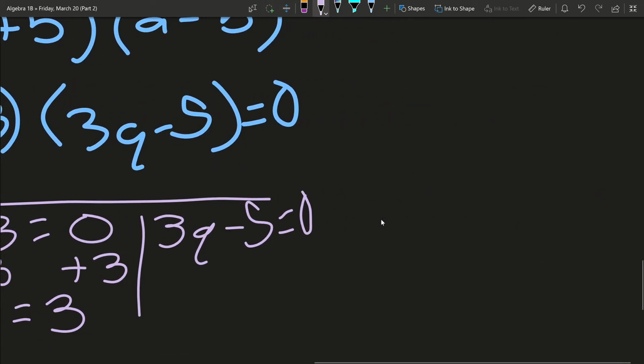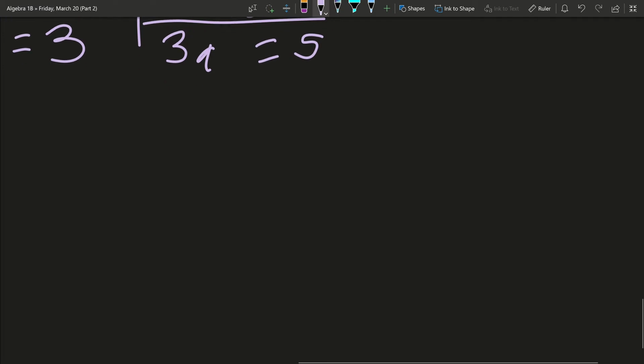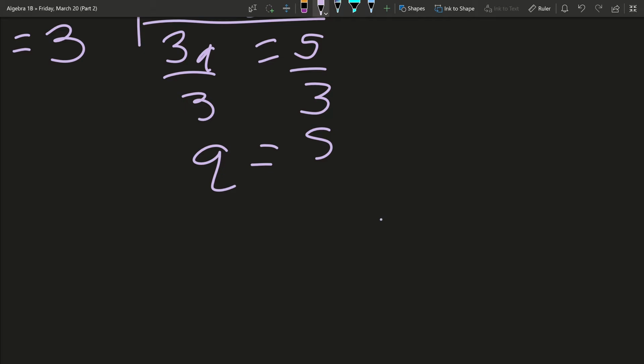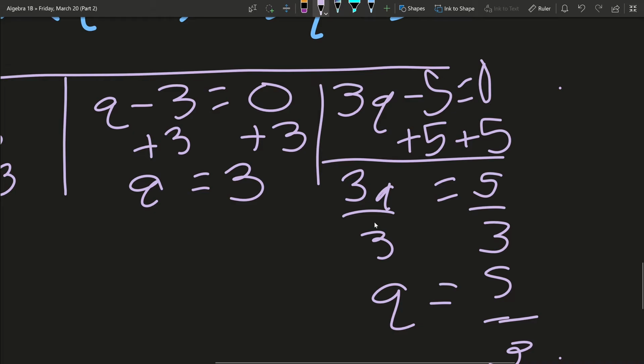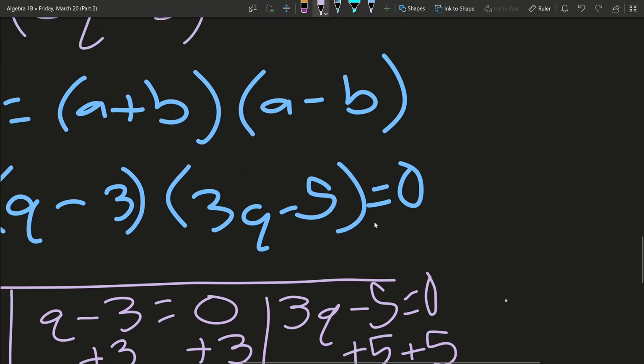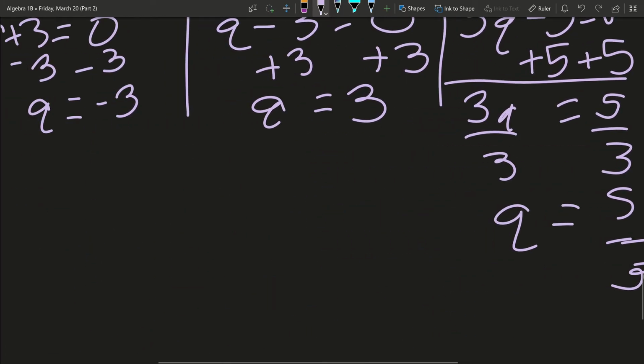And the last one, 3q minus 5, add 5 to both sides, leaving us with 3q is equal to 5. Divide by 3 on both sides. q is equal to 5 over 3. And these will be the answers. Remember, if you have something equal to 0, that means we're going to need to figure out what q is equal to when y is equal to 0.